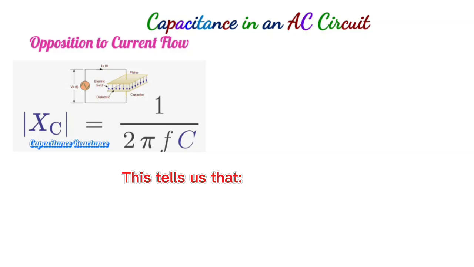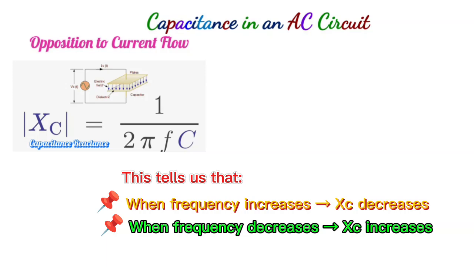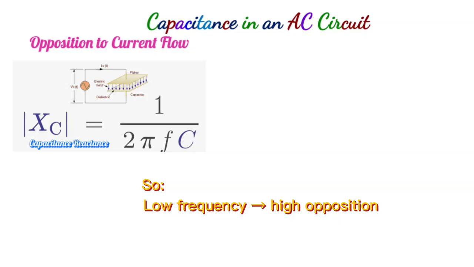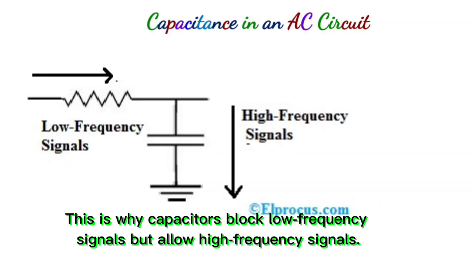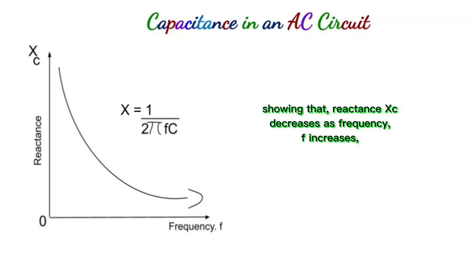This tells us that when frequency increases, capacitive reactance XC decreases. When frequency decreases, capacitive reactance XC increases. So low frequency, high opposition. High frequency, low opposition. This is why capacitors block low frequency signals but allow high frequency signals. If you draw a graph of capacitive reactance XC versus frequency F, you will get a downward curve like this, showing that reactance XC decreases as frequency F increases.